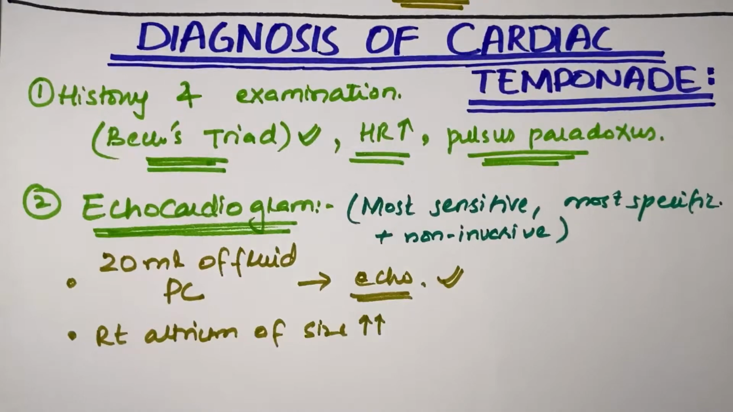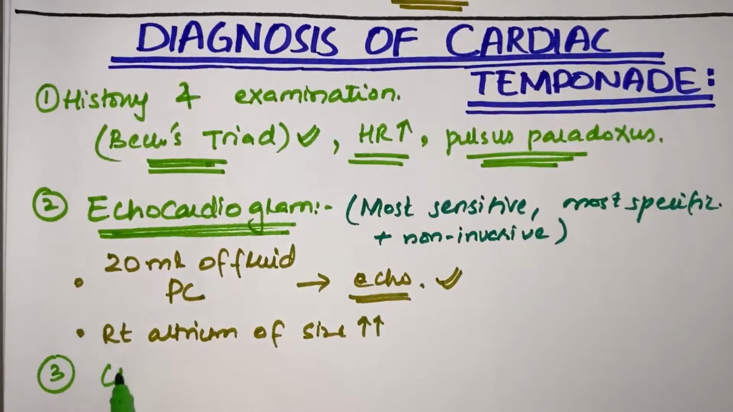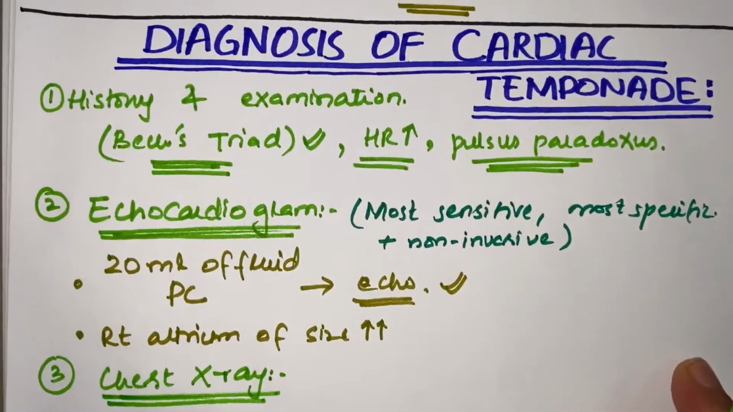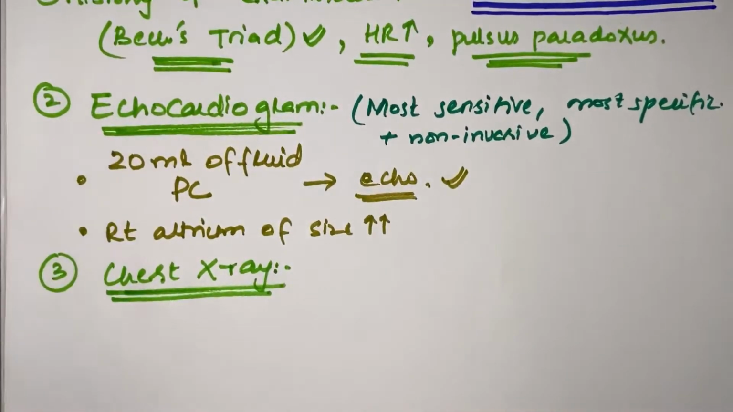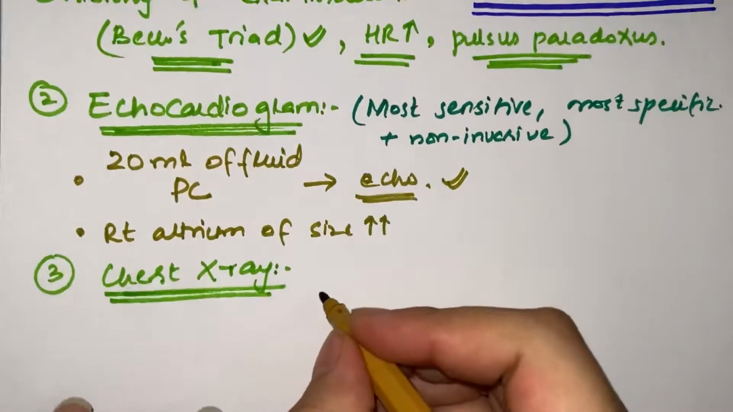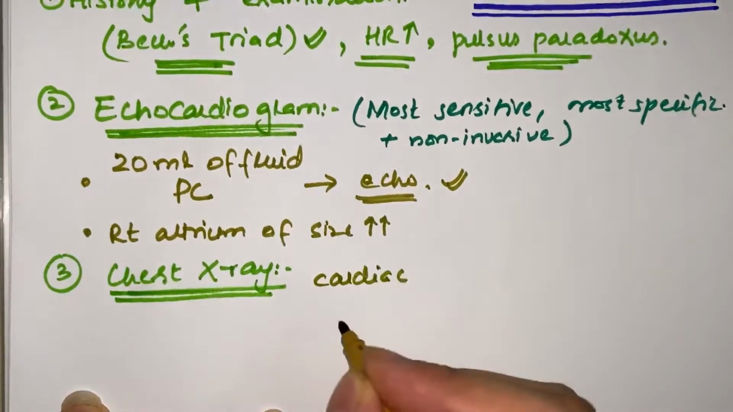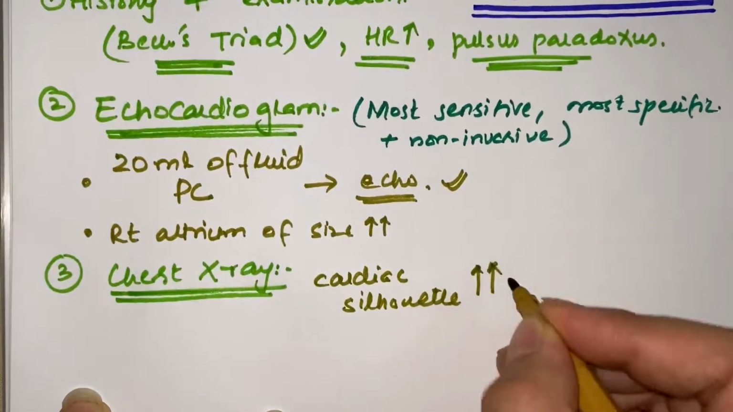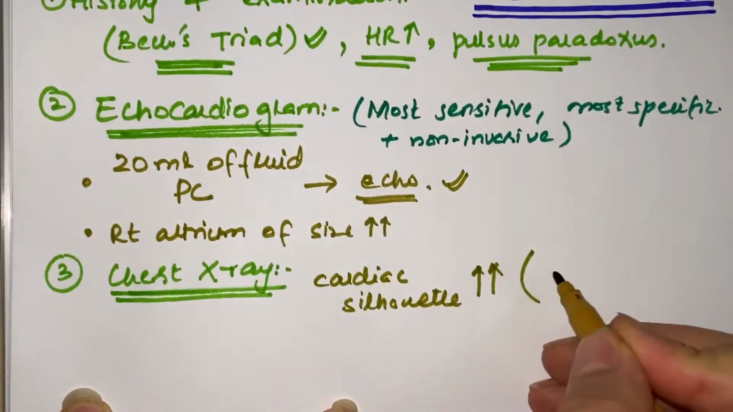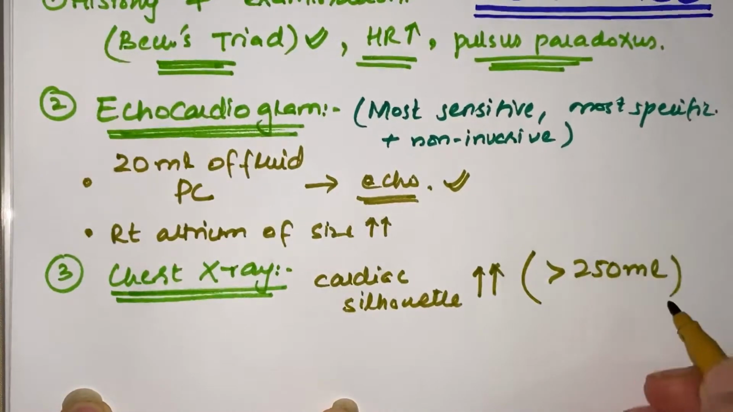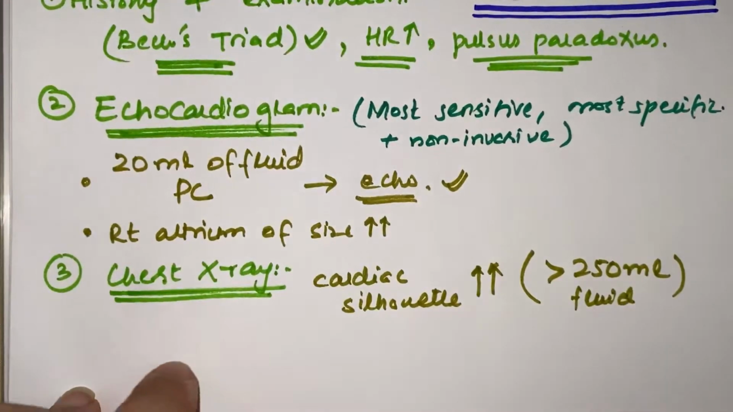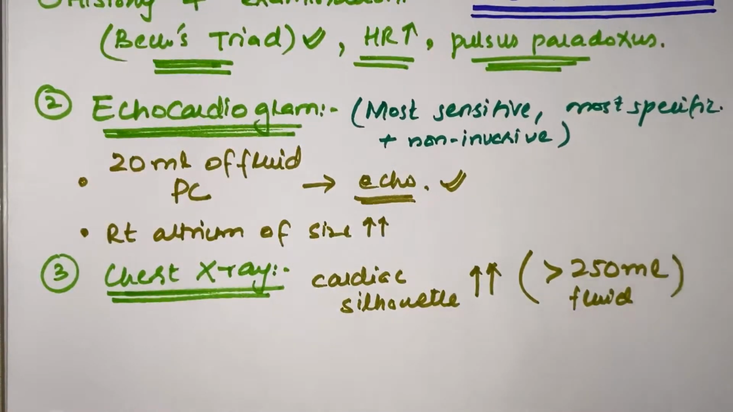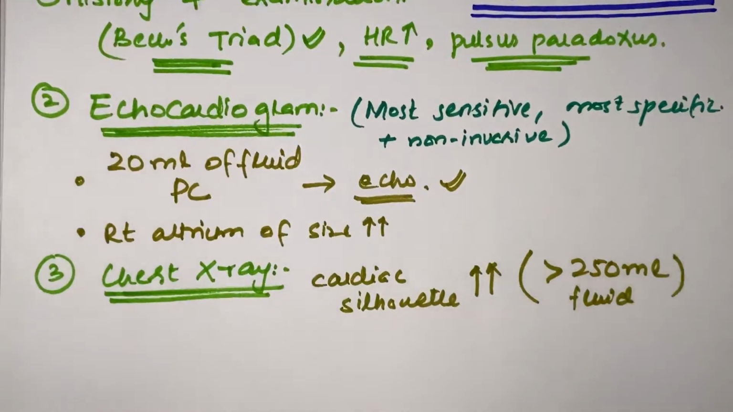Then moving on to the third investigation, the chest x-ray. In that patient, what we'll observe is that the cardiac silhouette, also called the cardiac shadow, will be enlarged, of course, because fluid is present in the pericardial cavity. So the cardiac silhouette will be enlarged on chest x-ray, but it will be enlarged only if there is greater than 250 ml of fluid in the pericardial cavity. So this investigation is also not too specific, because if there is less than this quantity of fluid, then it won't show enlargement of the cardiac silhouette and no characteristic findings.